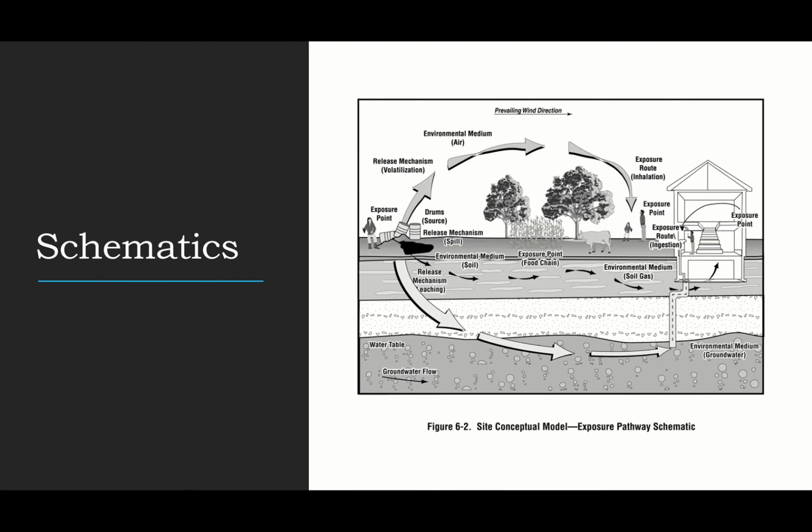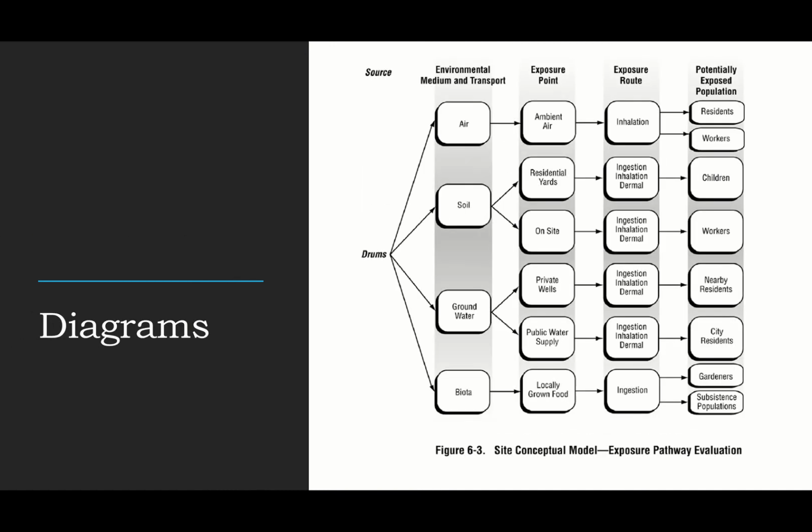You may use visual schematics, such as this figure, which details how contaminants from the source, that being a pile of leaking drums, can find their way to potentially exposed populations. Or you may use diagrams. This figure lists the same information as the previous figure, but in an alternate fashion.